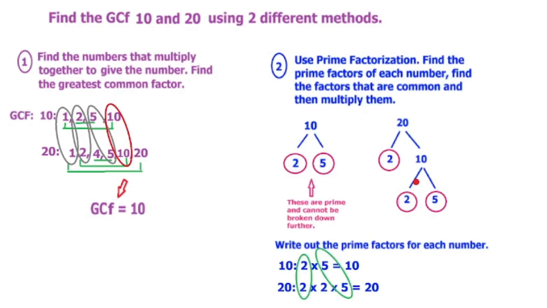Now, these are the ones that are common: 2 and 2, and 5 and 5. Multiply 2 times 5 equals 10. The greatest common factor is 10. And that's how you find the greatest common factor using prime factorization. Okay, and that's all there is to that.